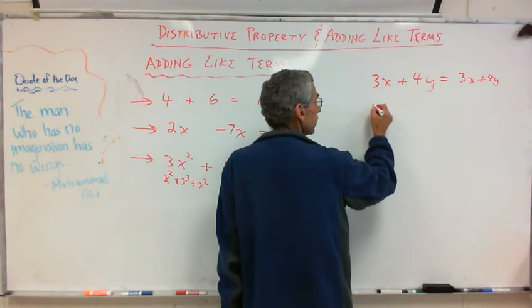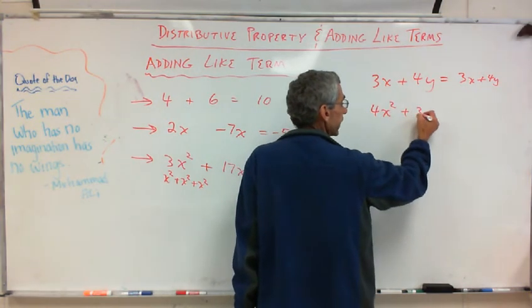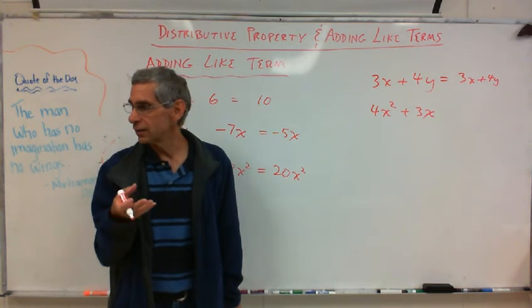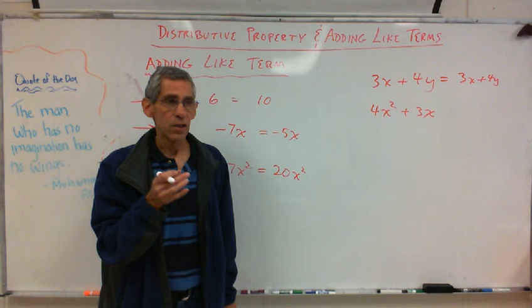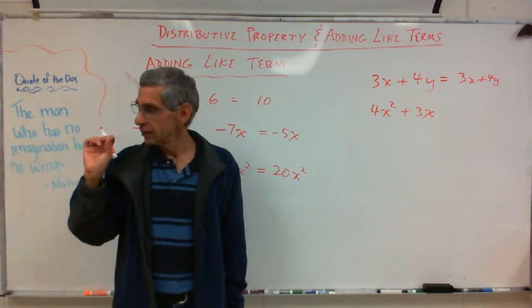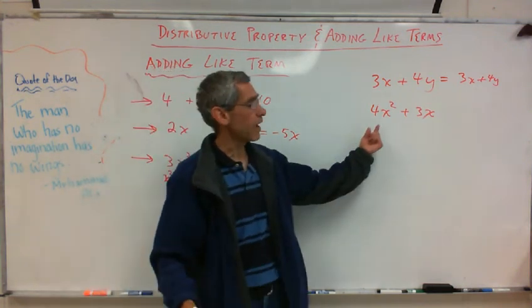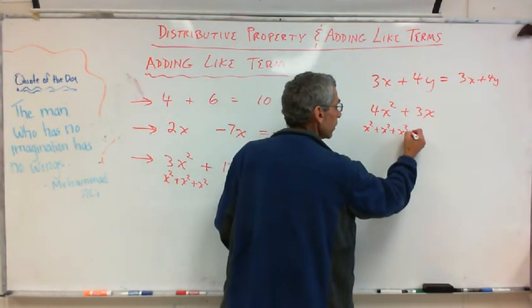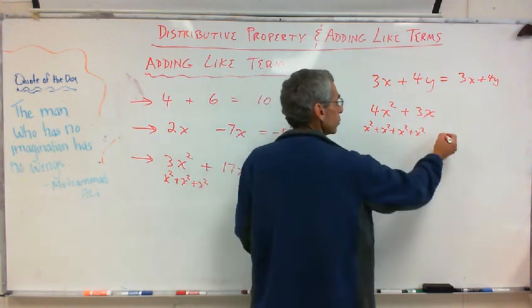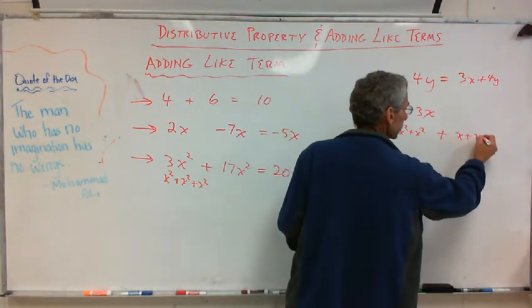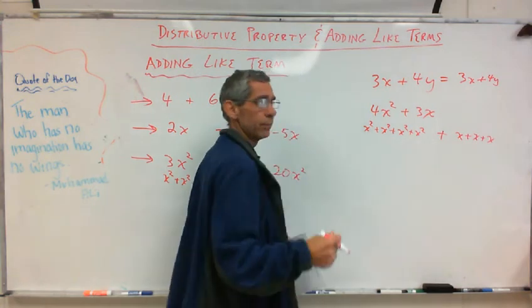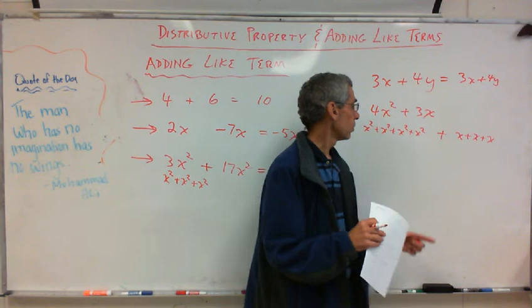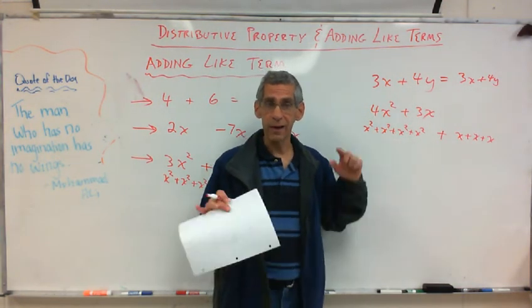Now, if I did 4x squared plus 3x, it sort of looks like a like term, right? Because they both have x's. But it's not, because the exponent has to be the same. Does that make sense? It's got to be identical, because this says I have 4x squareds. That means x squared plus x squared plus x squared plus x squared. And I'm adding to it x plus x plus x, right? Those are not the same. This says I have 4x squares. This says I have 3x's. I can't combine them. So there's nothing I could do to that. I'd have to leave it alone.